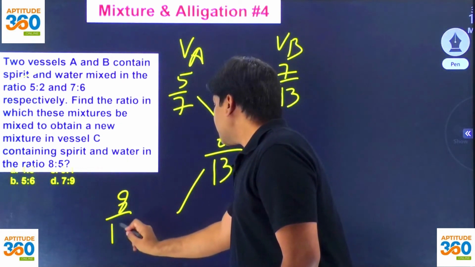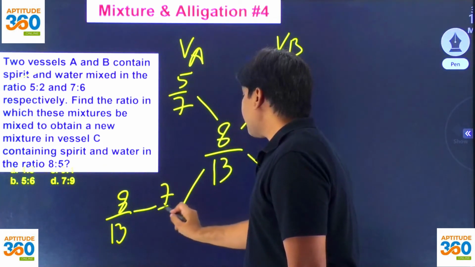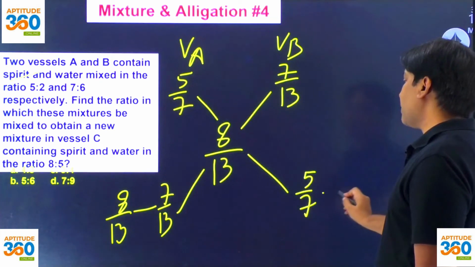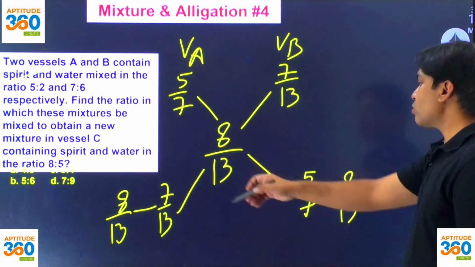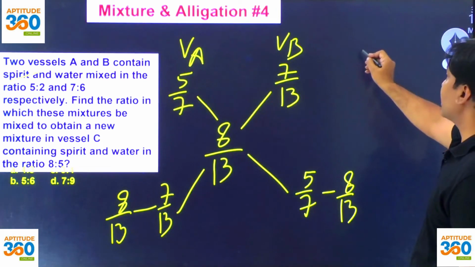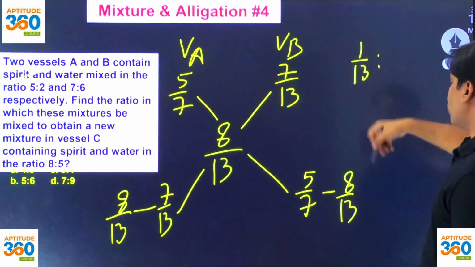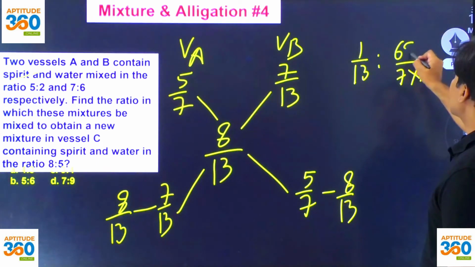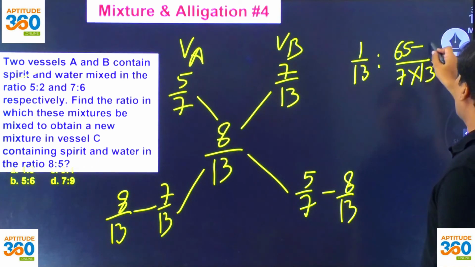8 by 13 minus 7 by 13, and this is going to be how much? 5 by 7 minus 8 by 13. आप इसको सिंप्लीफाई करोगे तो ये कितना निकल जाएगा? पहले वाला कितना आएगा? 1 by 13 is 2. This one is 7 into 13. So this is 65 and 56.